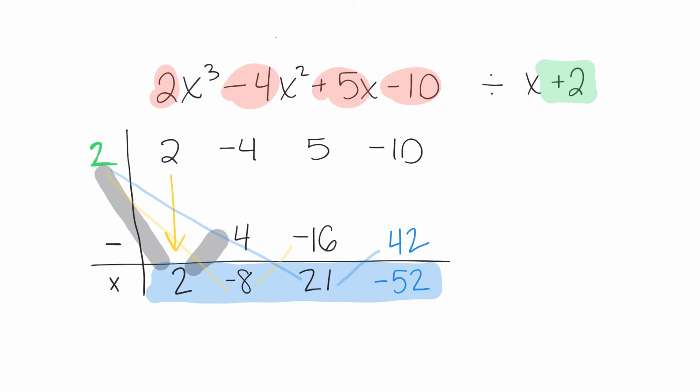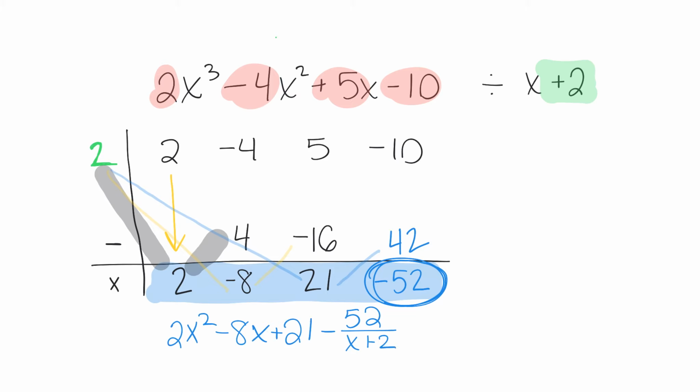Okay, so the blue is our answers, and we're going to set those up as our answers and leave ourselves spaces because we're going to use x's that start 1 degree less than our original. So we started cubic, which means our answer is going to be quadratic. So 2x squared minus 8x plus 21. This is our answer. Our final bottom number is our remainder. So our remainder is -52 over x plus 2.